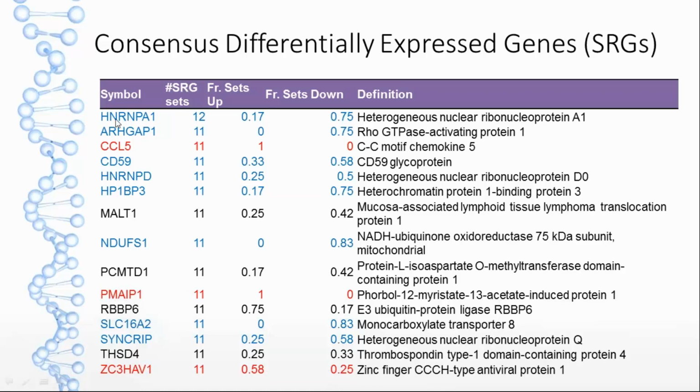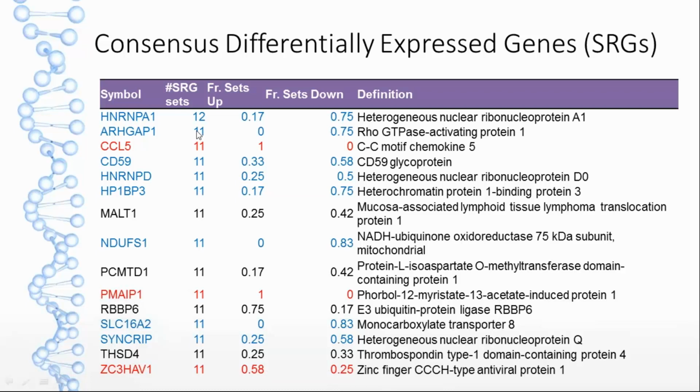The highest number is this heterogeneous nucleoprotein. This is a component of the spliceosome in the nucleus, and it is significantly expressed in all 12 data sets. This is based on the SRGs. The up and down refers to the trend analysis, and shows the fraction of data sets where it's actually up and down regulated, meaning in 75% of the data sets it is down regulated and only 17% up regulated.